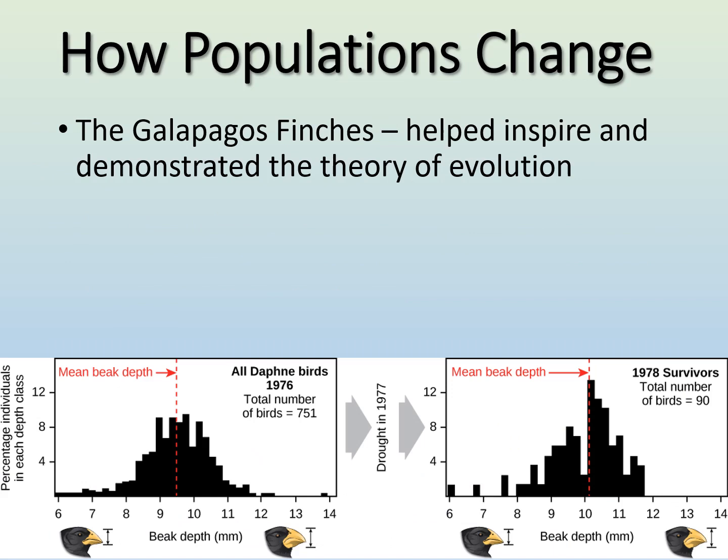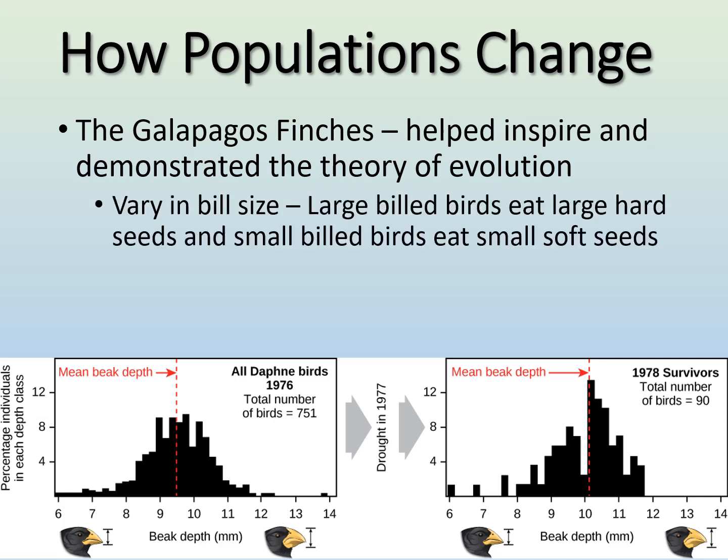So let's give another example that Darwin actually witnessed and studied: the Galapagos finches. They really help to inspire and demonstrate this theory of evolution. In Galapagos finches, they have different bill sizes. They're all finches, but they have some large-billed finches that eat large, hard seeds. Their bills are better adapted for eating those larger seeds, whereas the small-billed birds eat small, soft seeds.